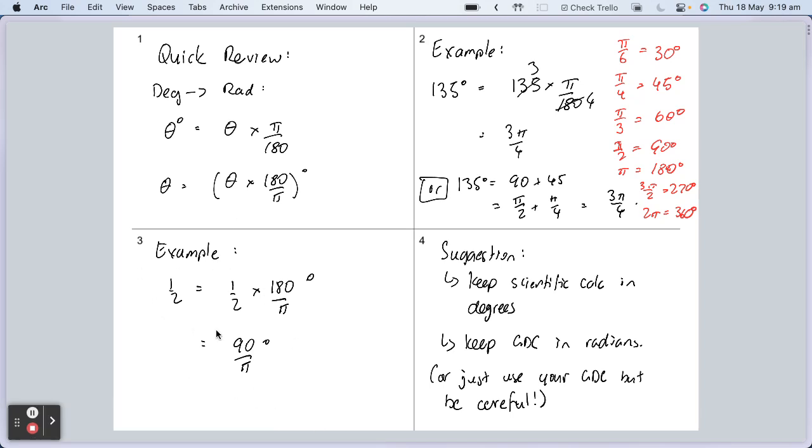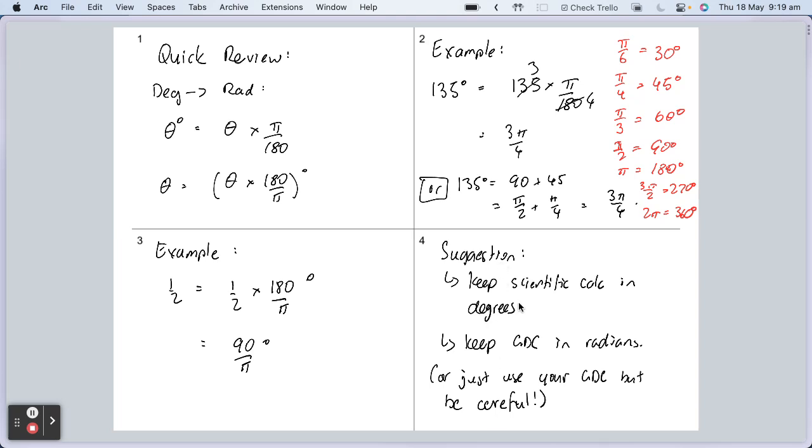And here's just a simple example of converting into degrees from radians. Again, the half does not have a degrees symbol on it, so it's definitely a radians measurement, and therefore you can convert it, and that's an exact conversion there to 90 on pi degrees.